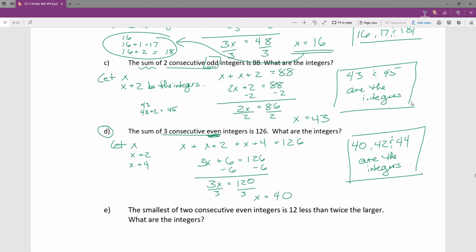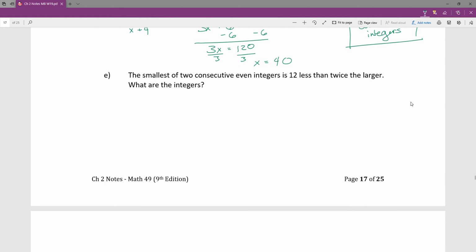This last one is just a little bit different. It does take more translation from the English language into the algebra. So I'll read it and then we'll have to give it a minute for you to try and come up with the let statement. So it says the smallest of 2 consecutive even integers. So we've got 2 consecutive even integers. So as soon as I read that, I've got these as the 2 let statements.